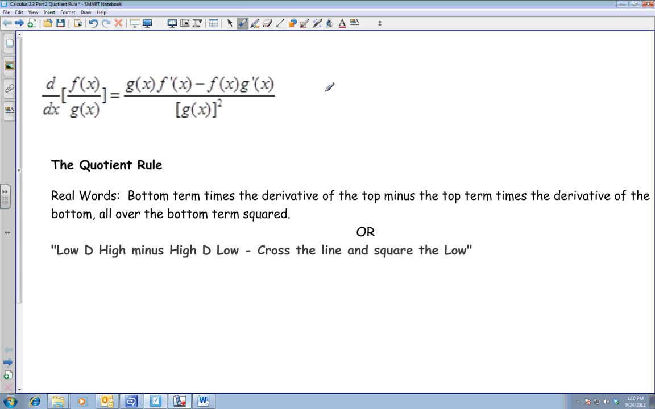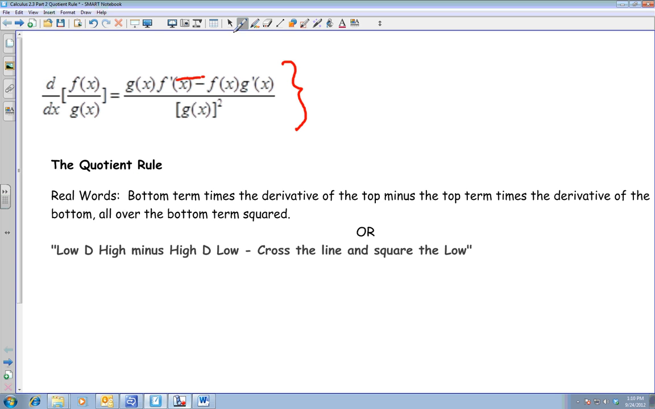Here's what the quotient rule would look like in your book. Okay, so let's look at it and see if we can figure out what it's saying. First of all, d over dx, that's just saying find the derivative with respect to x of two functions. My f of x function on top, my g of x function on bottom. So here's what it looks like. So they're saying take my bottom function times the derivative of my top function minus my top function times the derivative of the bottom function all over that bottom term squared.